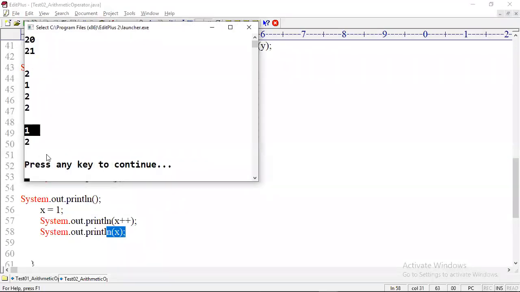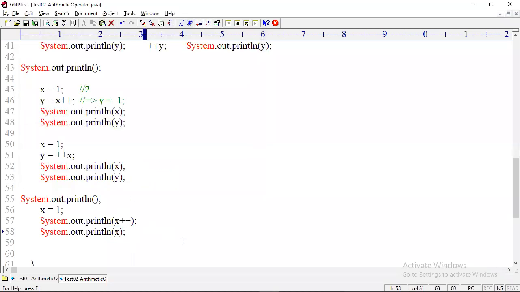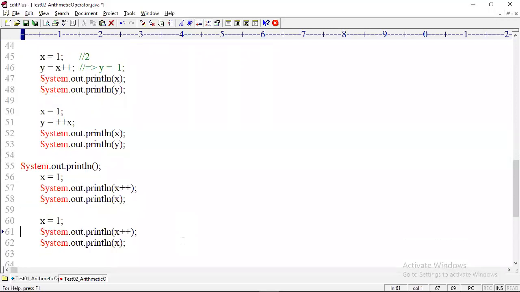I hope all you people are on the track. Everyone giving right answer. Wonderful, marvelous. Okay, so 1, 2. Next, tell me. I'm writing again x equal to 1. Wonderful. If that is the way you work, operators chapter, you will play like anything. Operator chapter will be under your control.